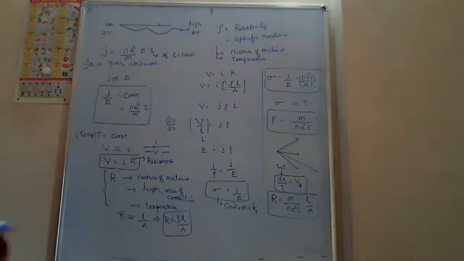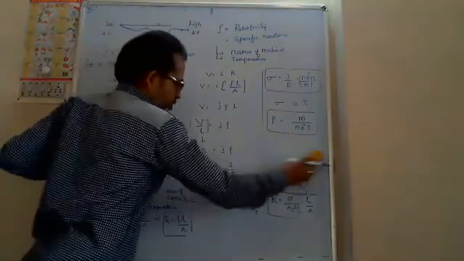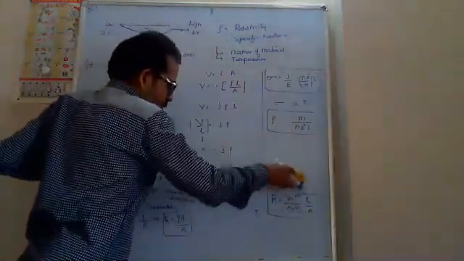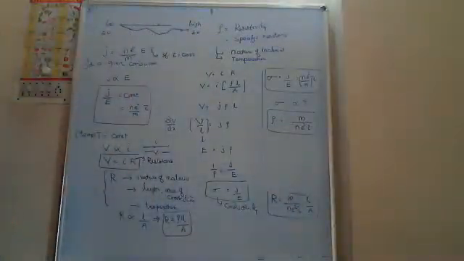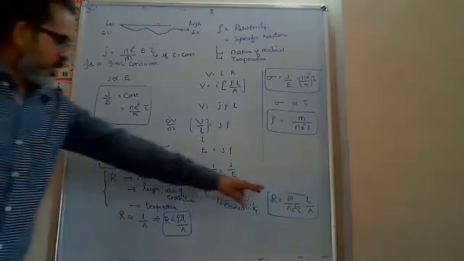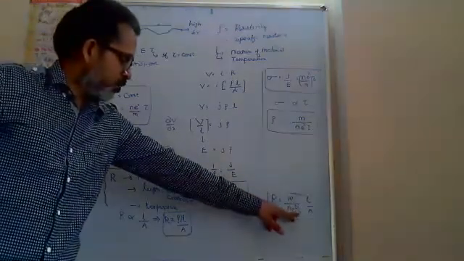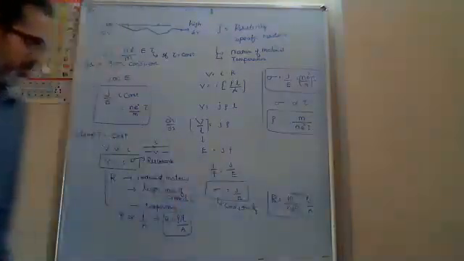Okay, and then we wrote here, in terms of relaxation time, what will be the resistance? R is equal to m by ne square tau into L by A.